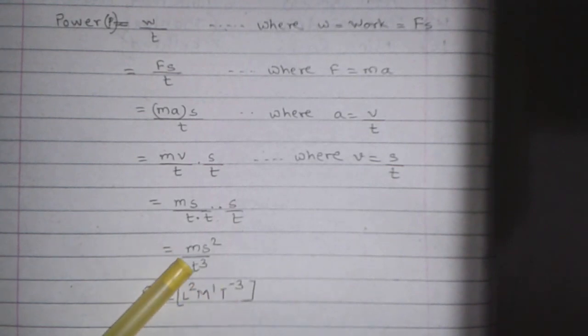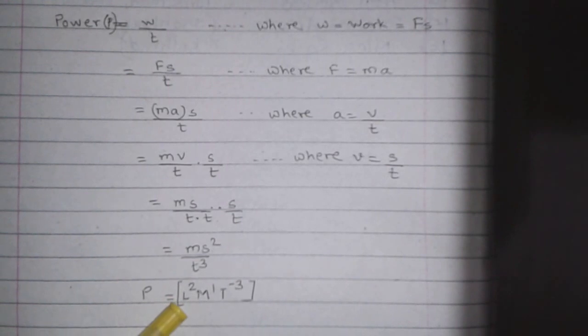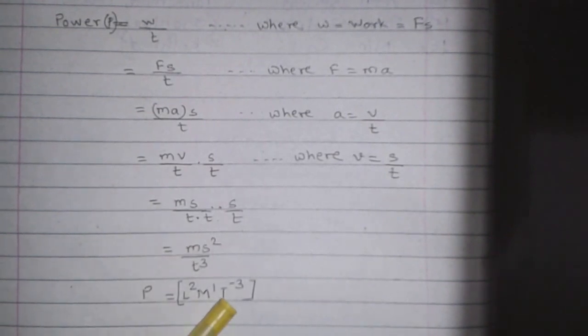T raised to minus 3 has come because here t cube is in the denominator, and s square, that is displacement square, is expressed in terms of L. So it's L2, m has only 1 as its power, so L2 m1 t minus 3 is the dimensional equation for power. Similarly, now we will see how to find the dimensional equation for force.